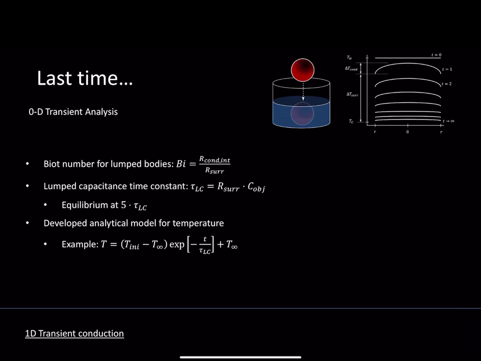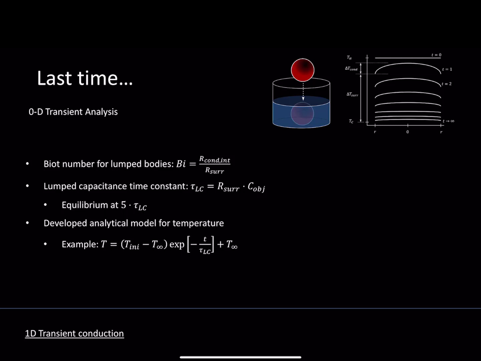0D transient analysis means we are looking at how the temperature of a body changes with time, but the temperature inside that body is uniform, effectively. We took the example of this hot sphere that's quenched in a liquid bath. In this situation, we start off at some initial uniform temperature inside that ball. We drop it into the bath. And of course, as heat's leaving, there's a temperature gradient.